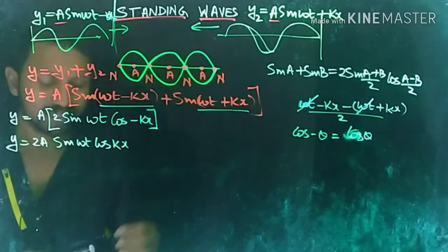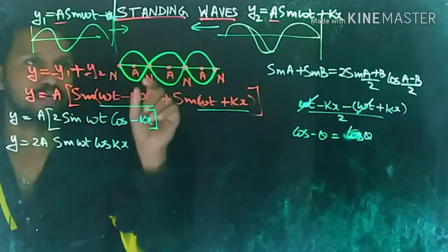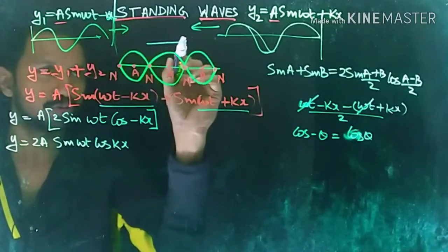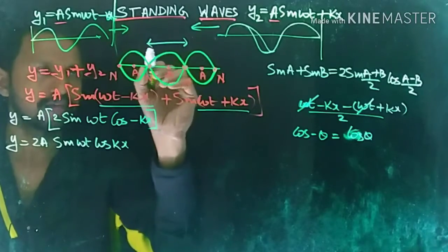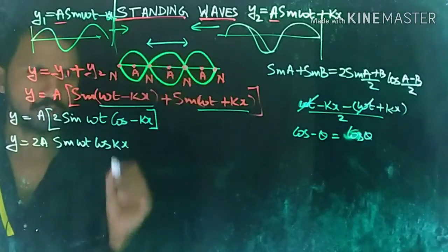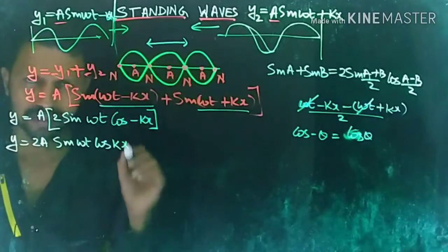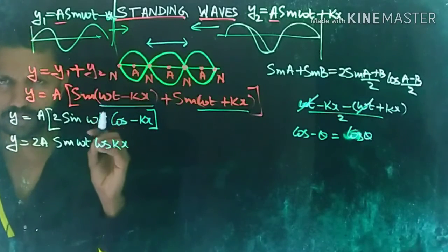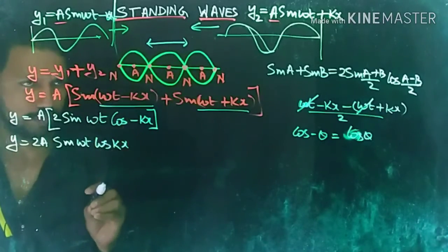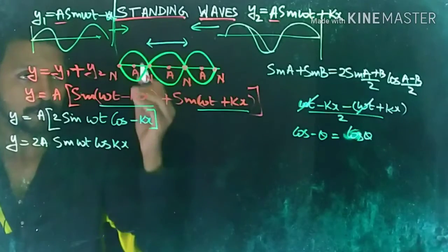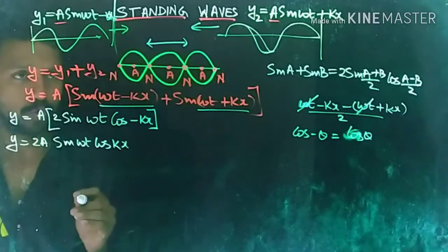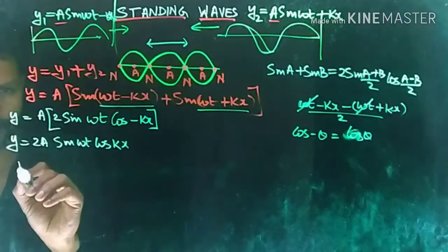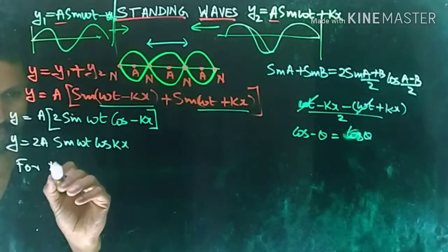Next, let's analyze the distance between two consecutive nodes. We are going to find out the distance between the two consecutive nodes. What is a node? It is the point on the standing wave where the vibration is minimum. Therefore, nodes will have minimum vibration.